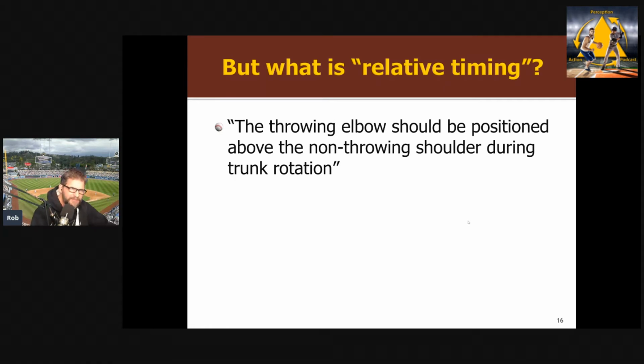That example I gave before, the throwing angle should be positioned above the elbow during the trunk rotation. That's a statement about relative timing, right? That's a statement about a relative timing of the positions in space. So for me, the idea that relative timing is what's in a GMP implies we're talking about postures, right? That's where that idea came from. That's what I meant by that. And I'm sorry if I caused people confusion about that. But that, to me, is what goes in.